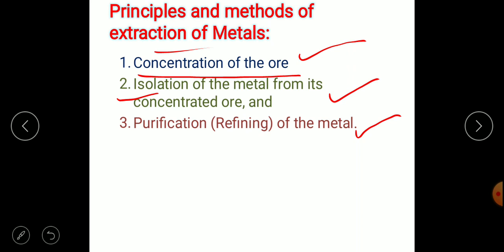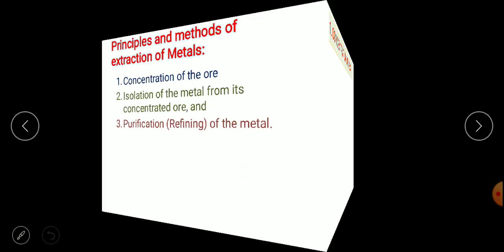So first, we are going to concentrate the ore. Concentrate means we are going to remove the unwanted materials here, therefore it is called concentration of the ore. After that we are going to extract the metal from the concentrated ore. Next, the last method is that of purification. We are going to purify the so extracted metal from the second step. These are the three different principles and methods involved in the extraction of the metals.